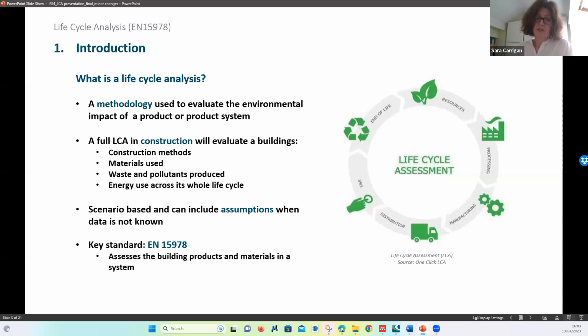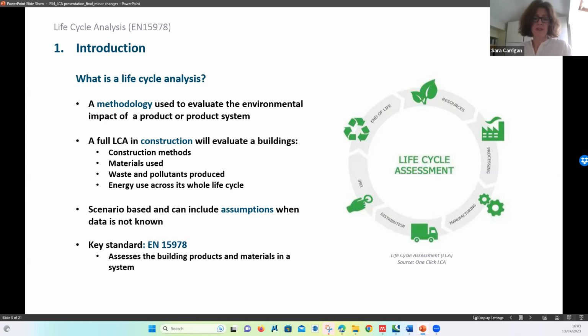In the case of construction, the analysis will cover the construction methods, materials used, waste and pollutants produced, and energy use across the building's whole life cycle. As we don't always have all the information necessary, LCA uses scenarios and assumptions when specific data is not known.